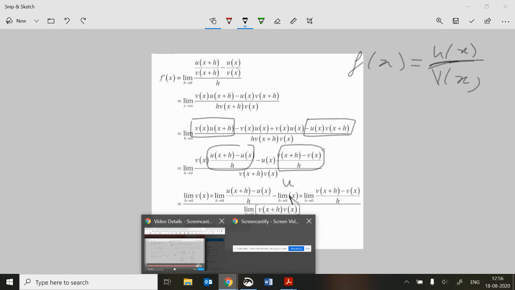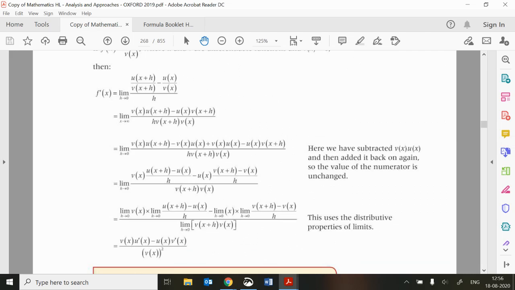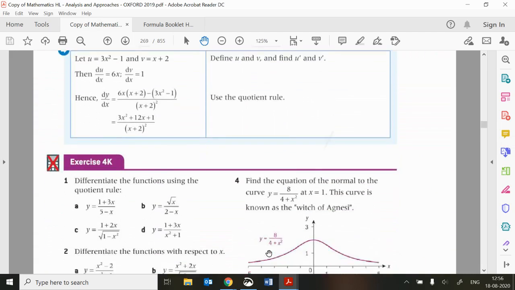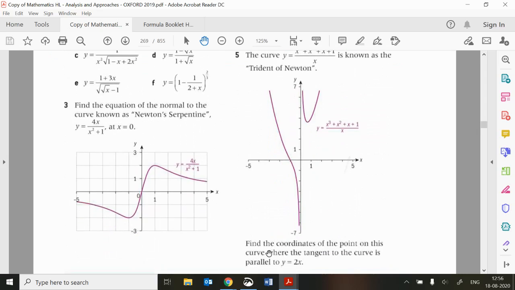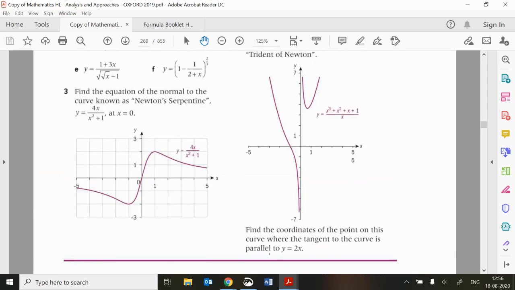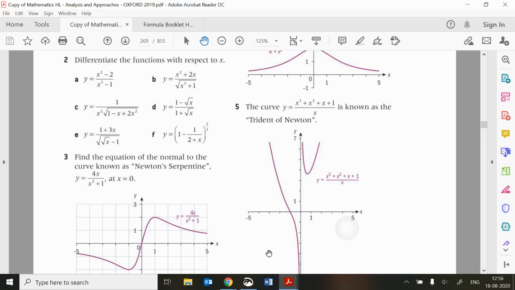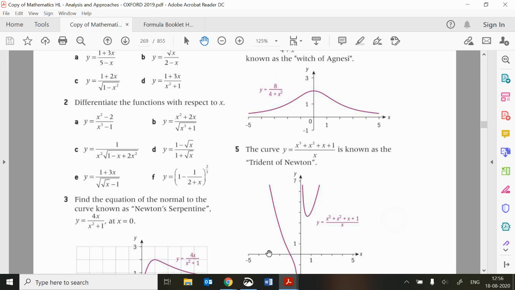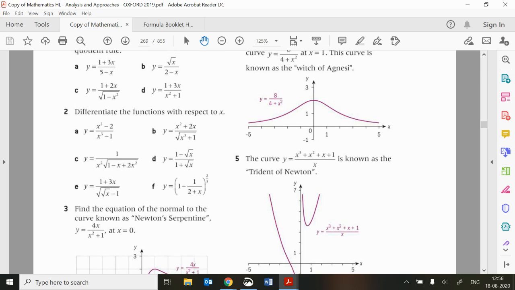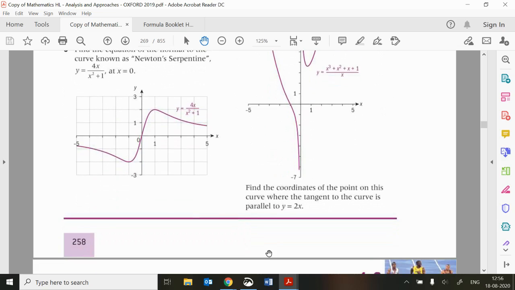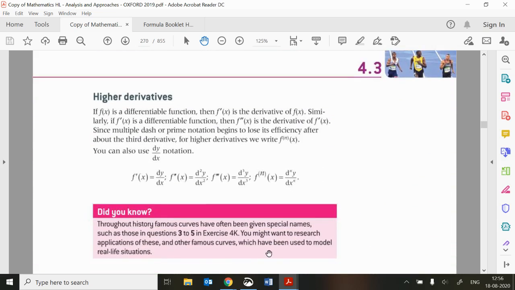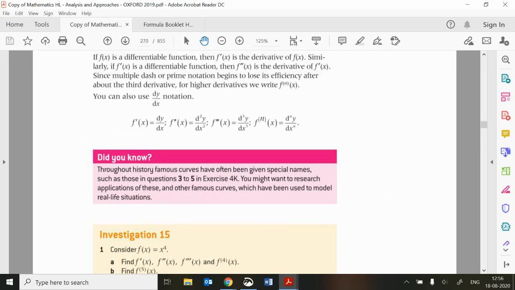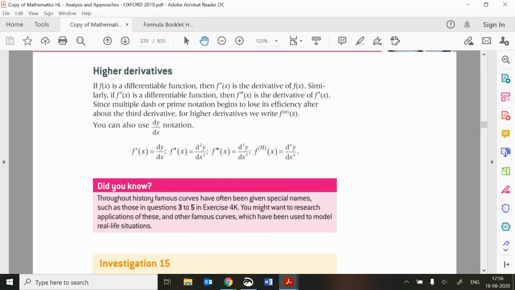Okay, guys, well, thanks for listening in. Hope that's been useful. Next exercise is obviously 4K. 4K has, by the looks of things, 5 questions on there. They've got the trident of Newton there turning up as one of the curves. Very interesting. And next time round, we're talking about higher derivatives. We're talking about second derivative, third derivative, and so on.